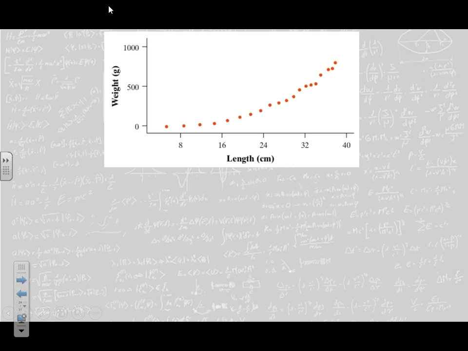So when we look at this, we know it's curved, like so. So usually when it's curved, we could try a power model, okay? So we might try an x squared or x cubed or x to the fourth, things like that, right? So if we think about this, length is a one-dimensional measurement. Weight would be three-dimensional, it's like volume, okay? So weight is like a three-dimensional result or measurement.